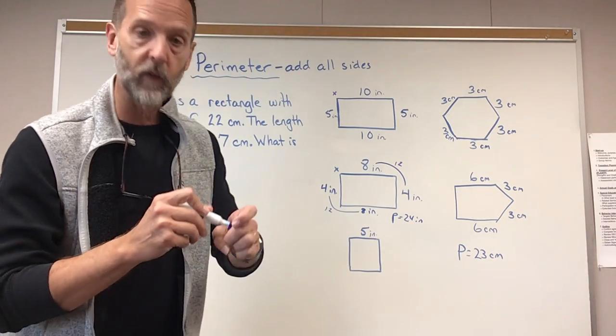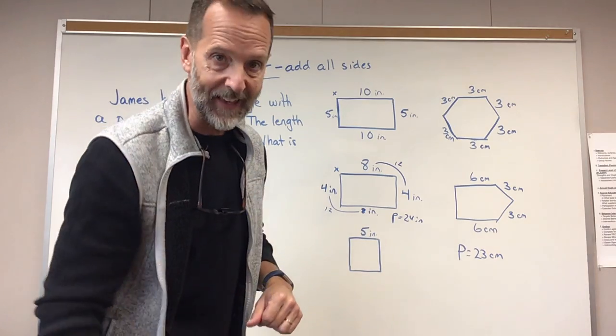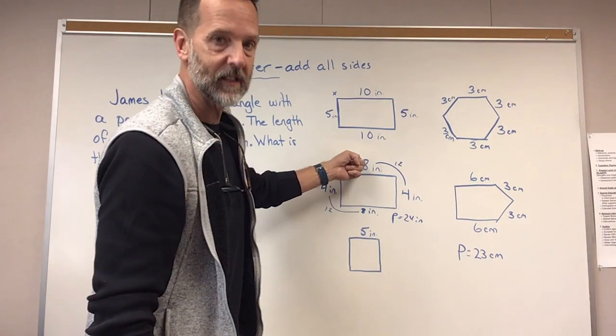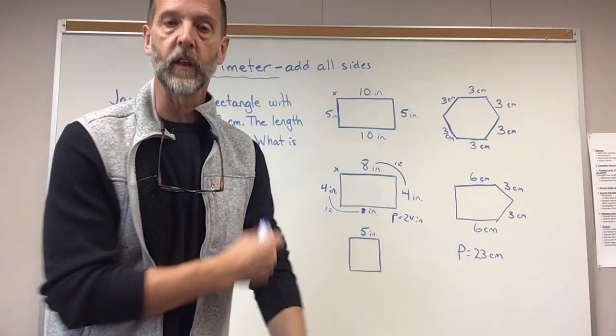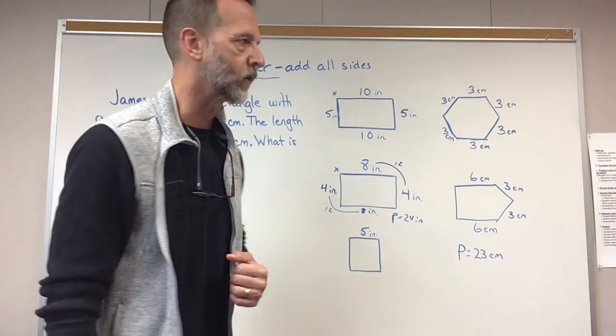That's not the only way I could have added that. I could have done the 4 plus 4 first and gotten 8. 8 plus 8, 16. 16 plus 8 is 24. Either way, I'm going to come out with that same sum of 24.